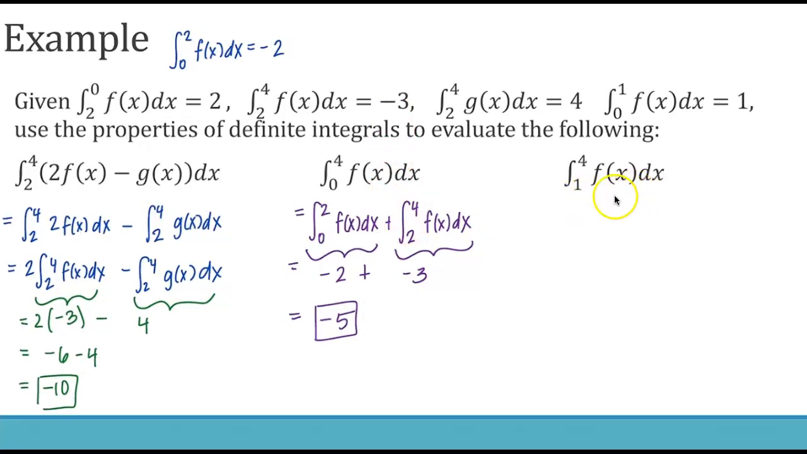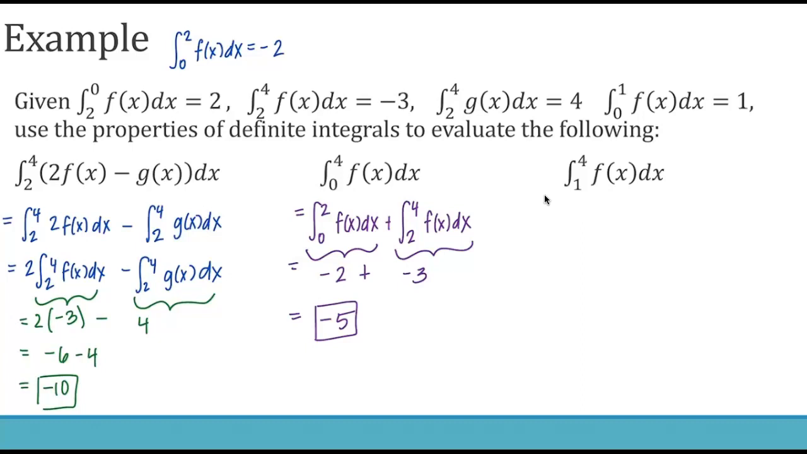Now the last part here is a little bit tricky. We want the integral from 1 to 4 of f of x dx. Now there's one piece of information we haven't used yet, and that is the integral from 0 to 1 of f of x dx is equal to 1. So we are going to need that piece of information. So I'm going to set up what we need to calculate, and then we'll talk about it.